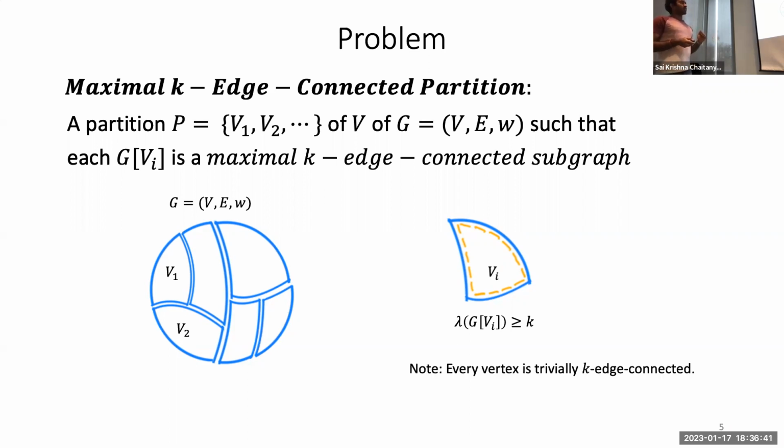And note that this is a small technicality: every vertex is trivially cage connected. A singleton vertex is a graph by itself, and it is trivially cage connected because we can't remove any K edges from it to make it disconnected. And so that's the problem.